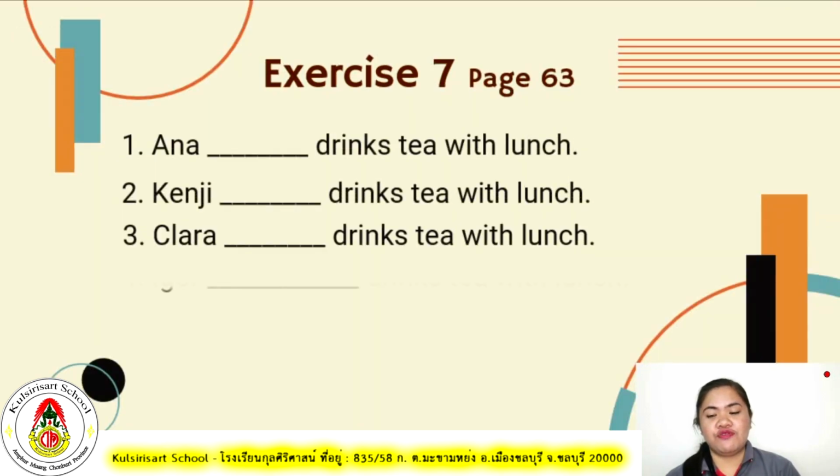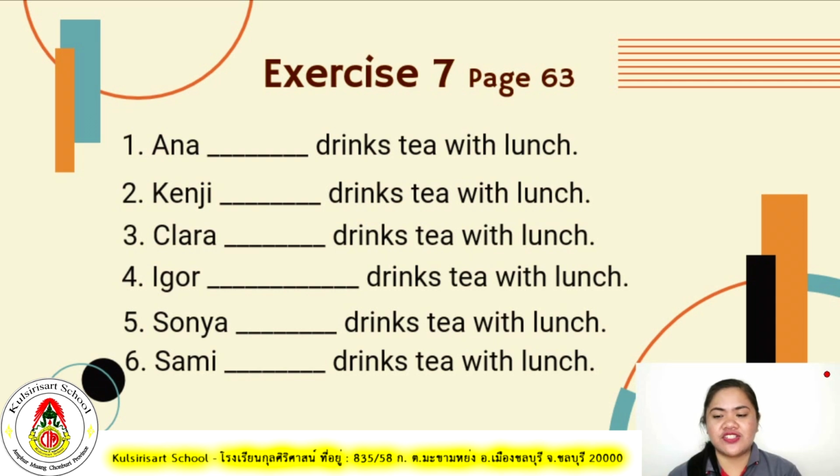Okay, so now we will answer the exercise 7 from your book. Open your book on page 63. As what you can see in the diagram there, it shows how frequent Anna, Kenji, Clara, Igor, Sonia, and Sammy drinks tea with lunch. So, let's answer. Number 1. Now, can you see Anna's diagram there? What should be the frequency adverb to be used? That's correct. Always.